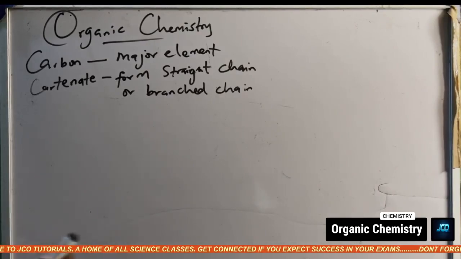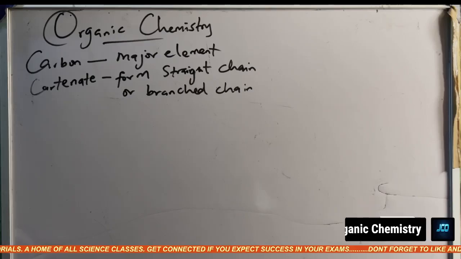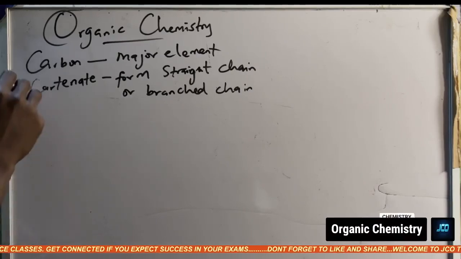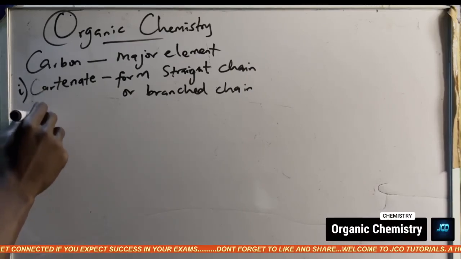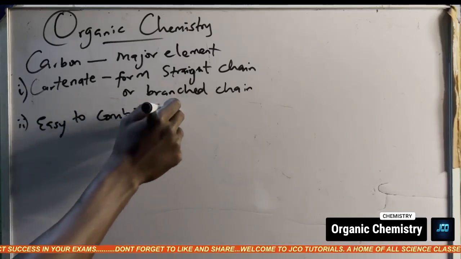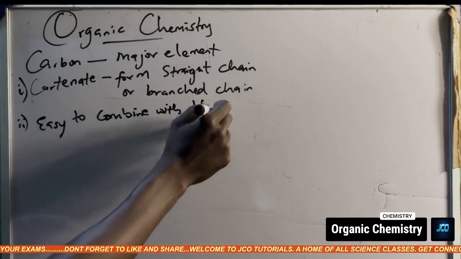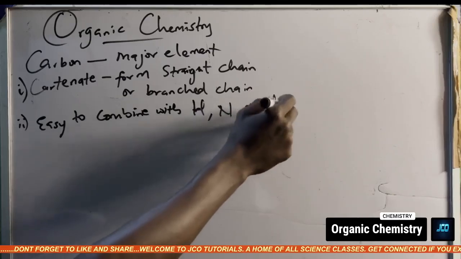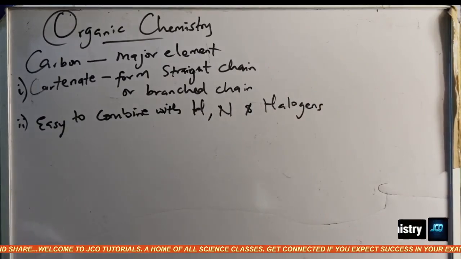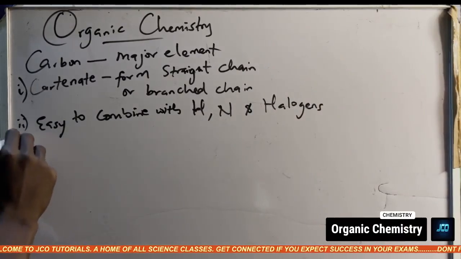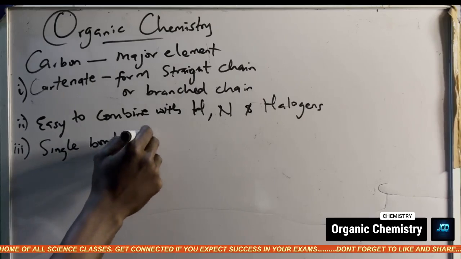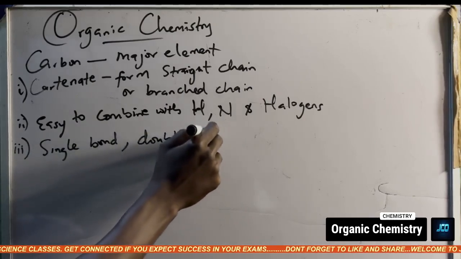So I'll give you three reasons why we use carbon as a major element. One, it has the ability to catenate. Two, it can easily combine with hydrogen, nitrogen, and halogens. Three, carbon has the ability to form single bond, double bond, and triple bond.